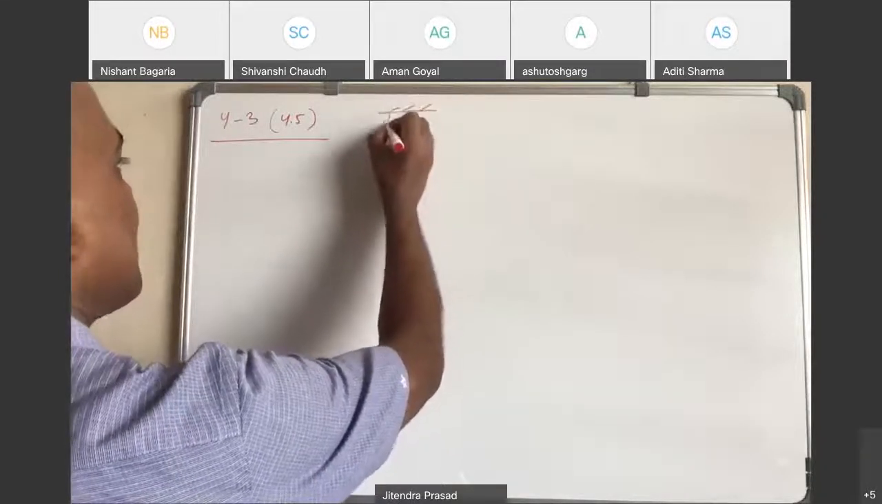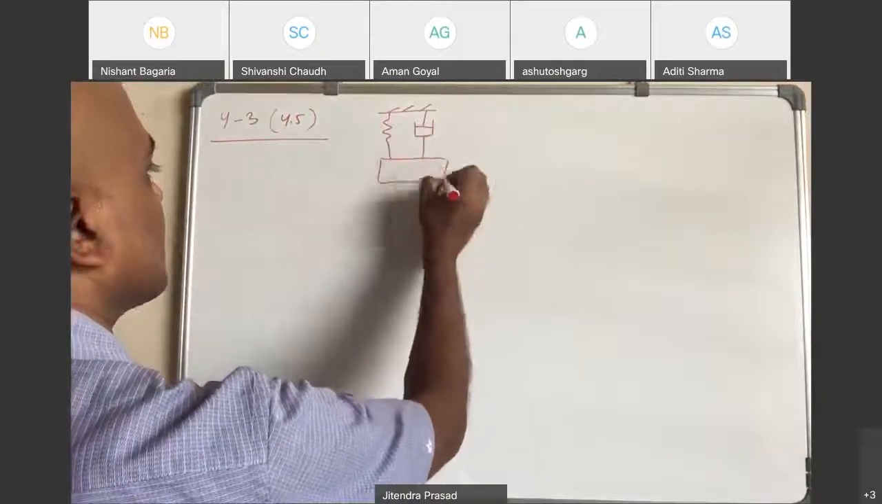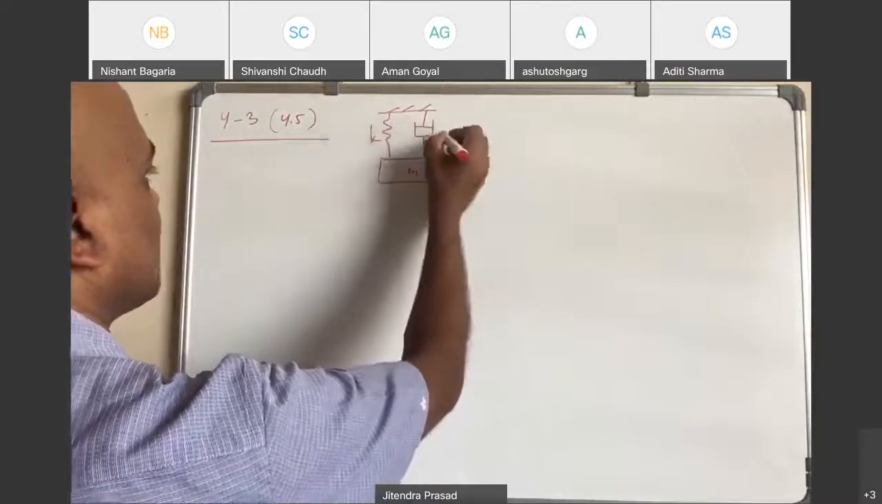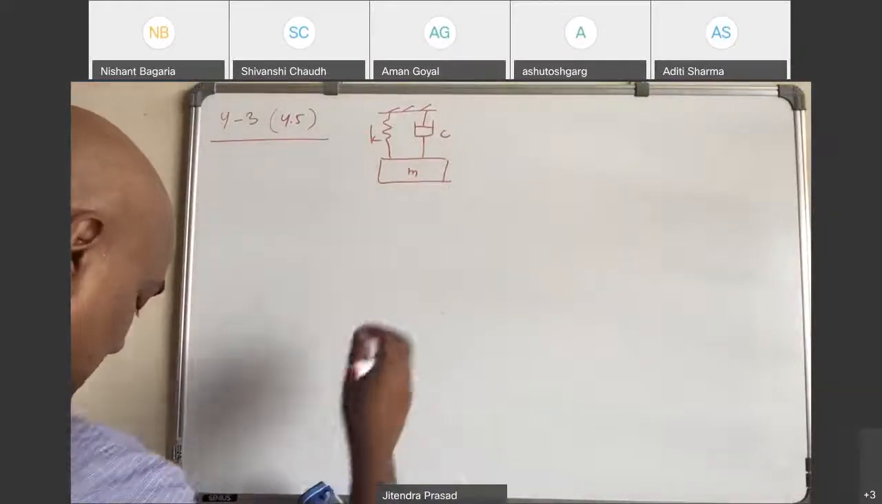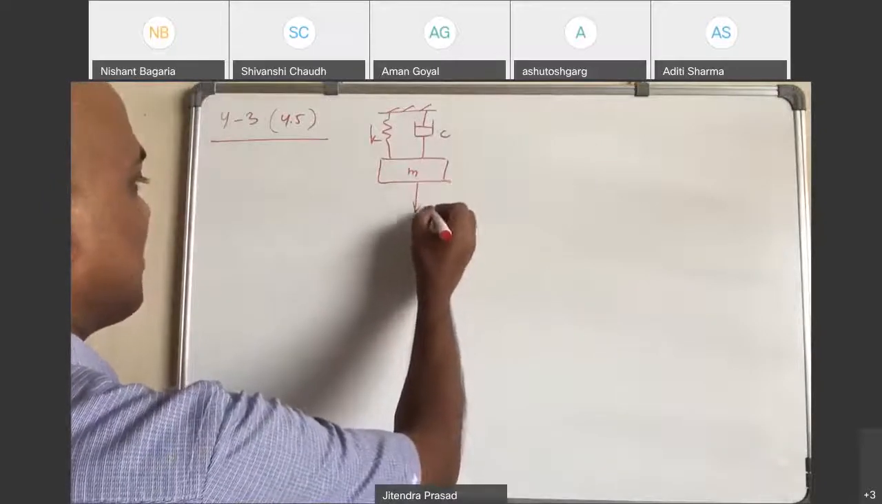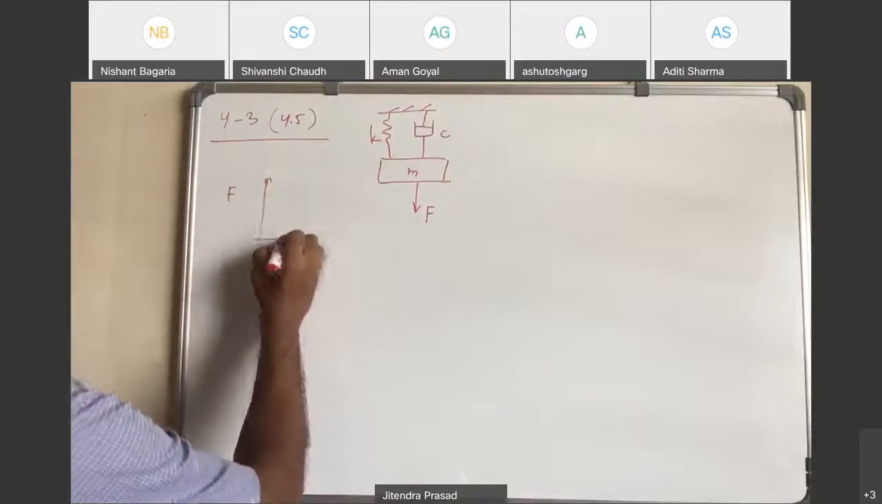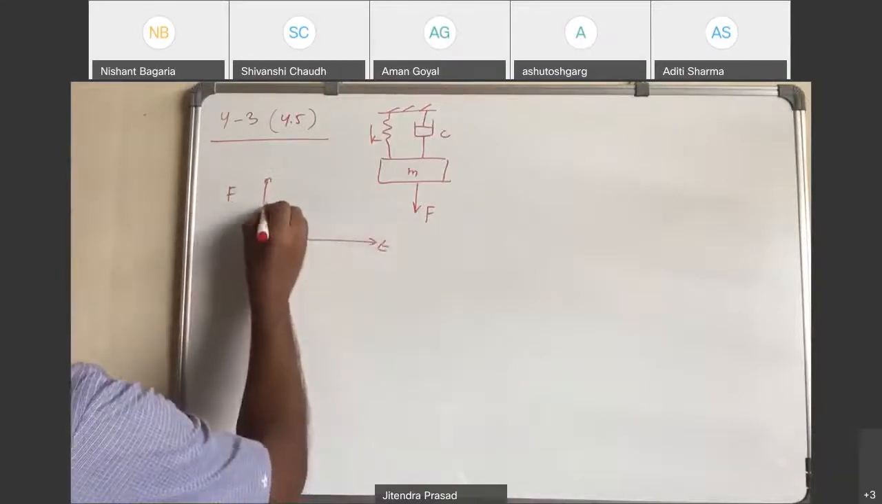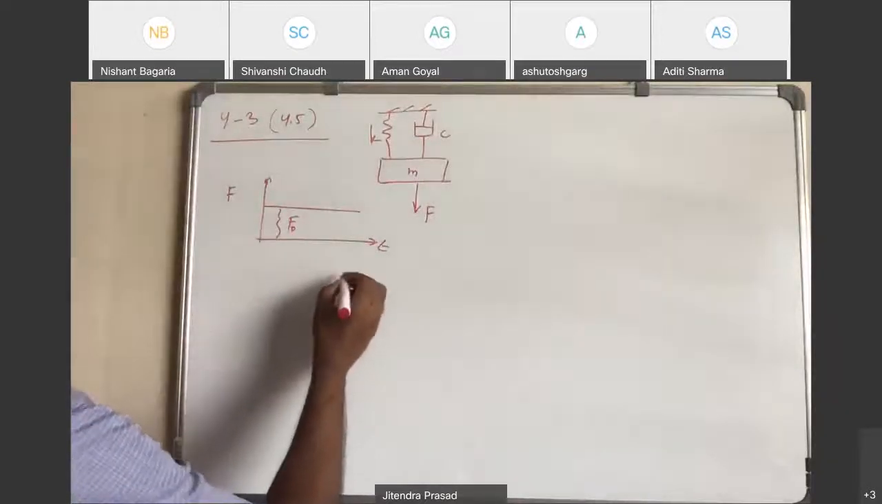Basically, there is a spring mass damper system, and there is a force being applied, a step force. So this is F, where F is a step force. F is like this against T, and you have a step input like this. From here to here is F naught, a step input.